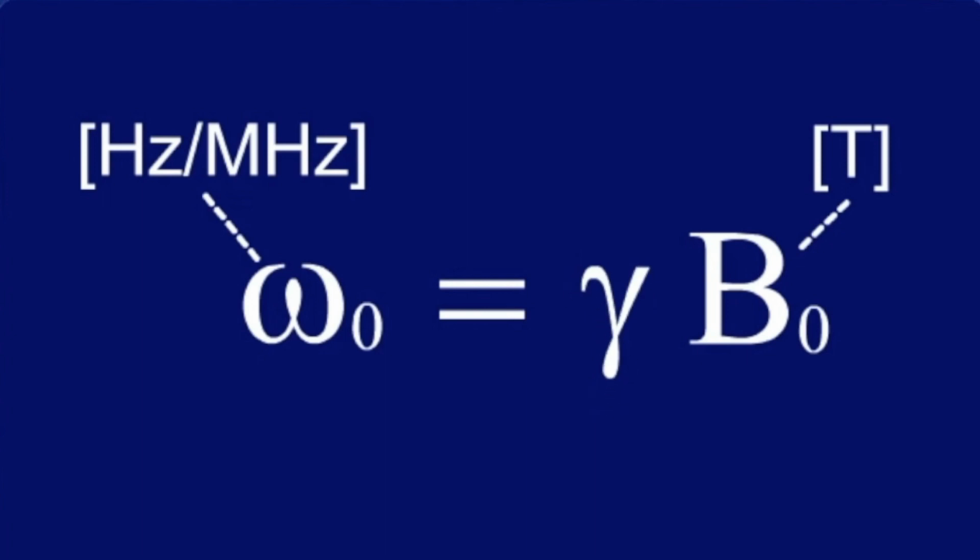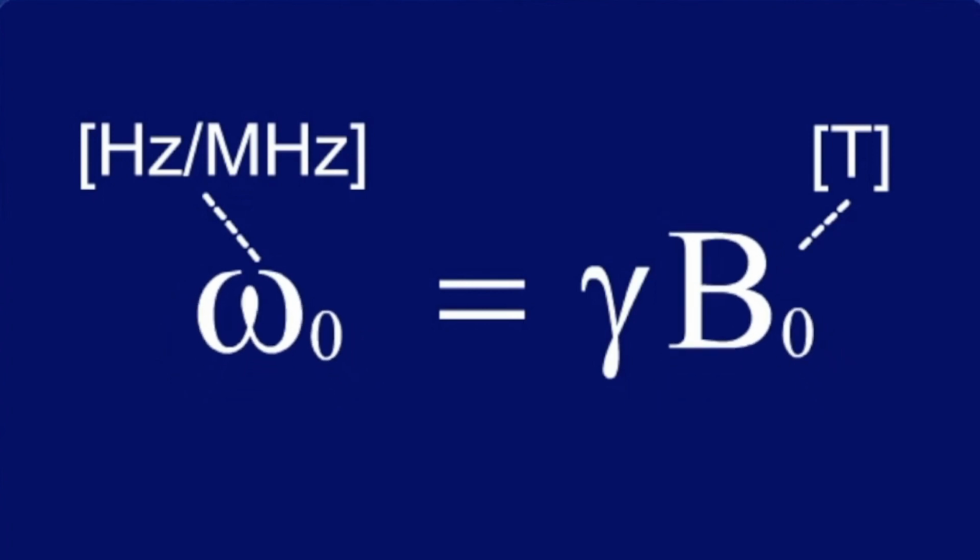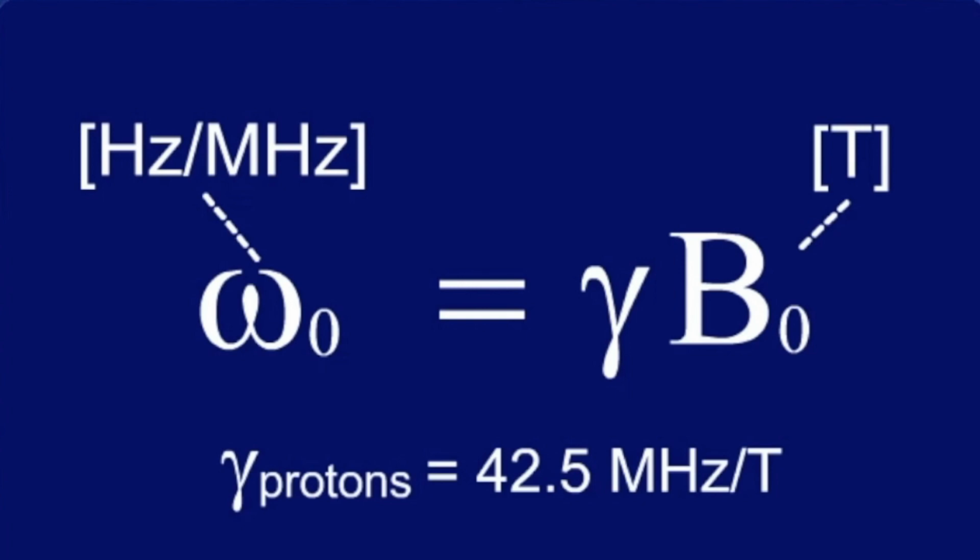gyromagnetic ratio. The equation states that the precession frequency becomes higher when the magnetic field strength increases. The exact relationship is determined by the gyromagnetic ratio gamma. This gyromagnetic ratio is different for different materials. For example, the value for protons is 42.5 MHz per Tesla. It can be compared to an exchange rate, which is different for different currencies.